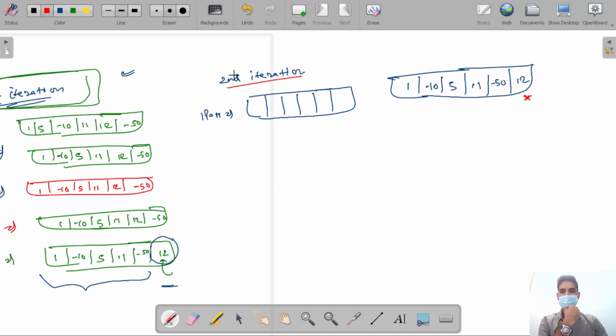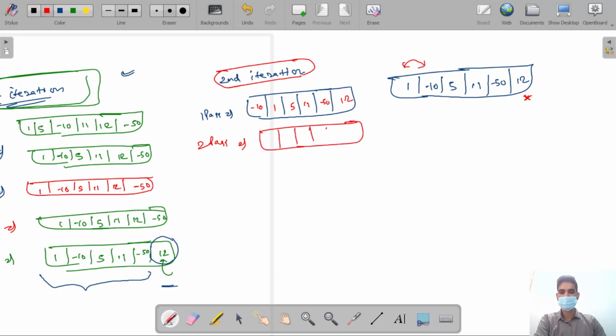Now this will be compared to this. 1 will compare itself with minus 10. 1 is greater than minus 10, so these values will get swapped. Minus 10, 1, 5, 11, minus 50 and 12. Second pass: 1, 2, 3, 4, 5, 6. Now, the values are swapped.